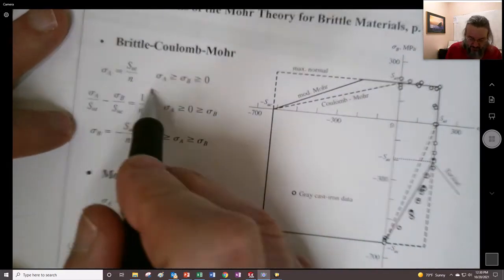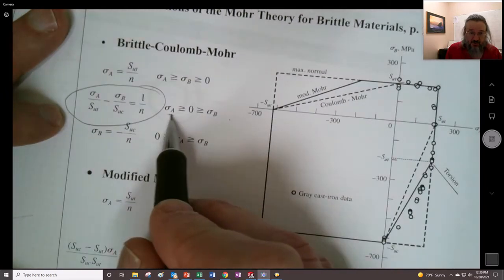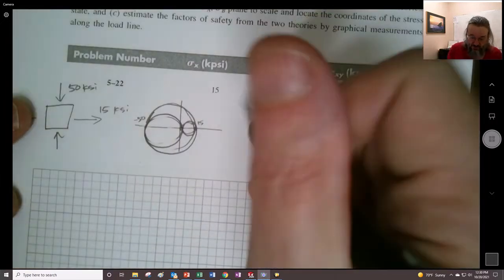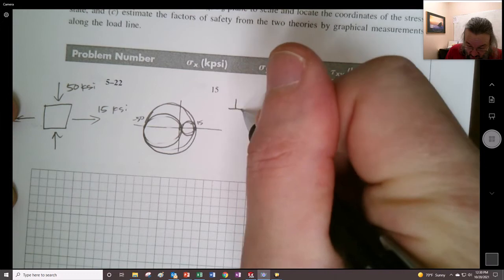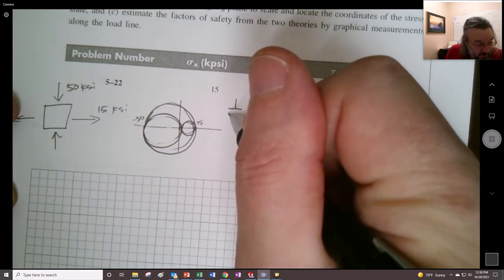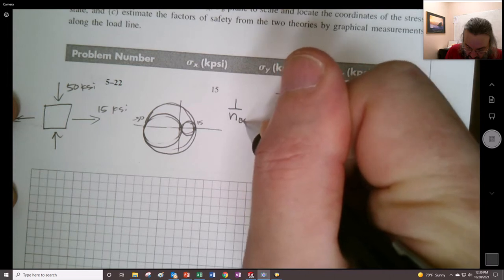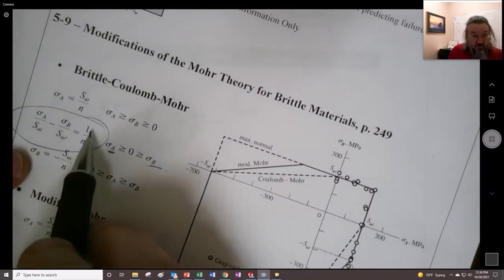All right, so first off, this is the thing that we're going to use because we know that we're in between. This is greater than zero. This is less than zero. So here's the safety factor that we're going to find. I didn't leave myself a lot of room to work. So we have 1 over the safety factor brittle Coulomb-Mohr, right? This is the equation that I'm using, 1 over this right here.